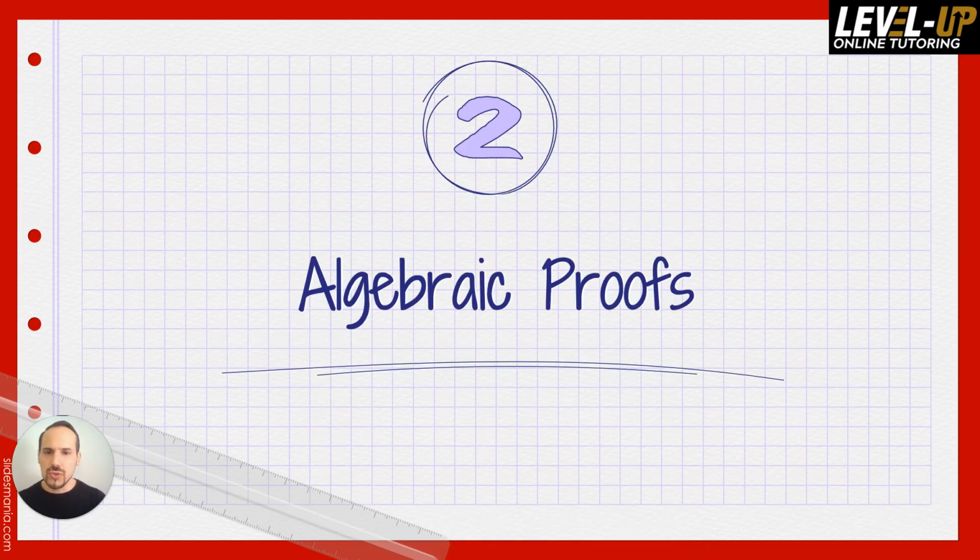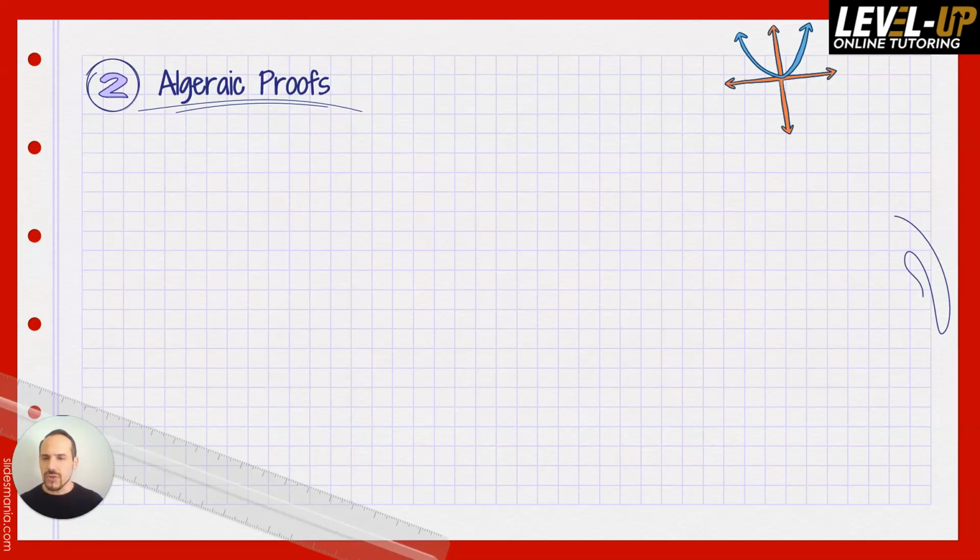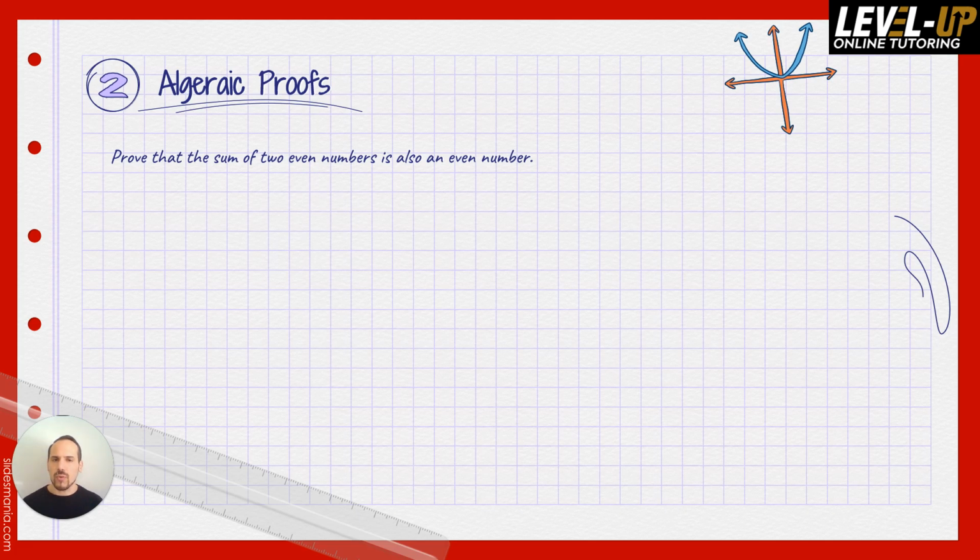Right, so let's get moving on to algebraic proofs. This is a whole other topic separate from the product rule from counting. And here's an example of something we might want to prove. Prove that the sum of 2 even numbers is also an even number. So how would we use algebra to prove this?